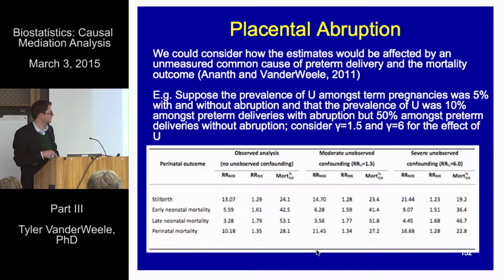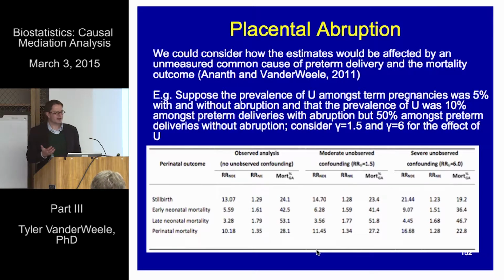Under the moderate confounding scenario, where U increases the likelihood of perinatal mortality by 1.5-fold, the direct effects go up somewhat. The indirect effects go down somewhat, but not much. The proportion mediated drops a little bit, but not much. Not much really seems to happen. If we move to the severe unmeasured confounding scenario, where U increases the likelihood of perinatal mortality by 6-fold, the direct effects increase dramatically from sort of risk ratio of 13 to 21, 5 to 9, 3 to 4, 10 to 17. The indirect effects go down somewhat more, but still not too substantially. The proportion mediated drops somewhat.